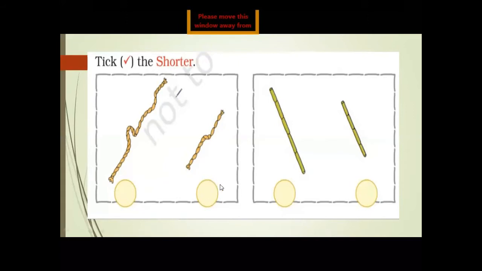Why do we use the term shorter here? Because we compare two things here. So this one is shorter and this one is longer. So we have to tick this option. This is the correct answer.